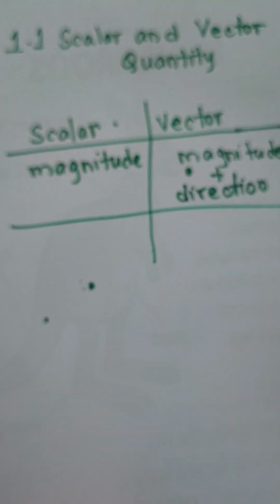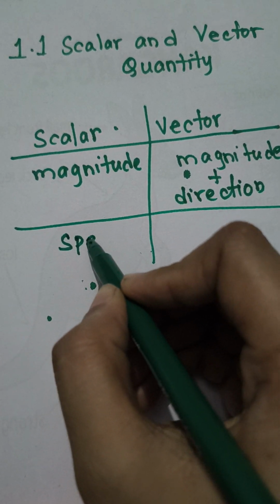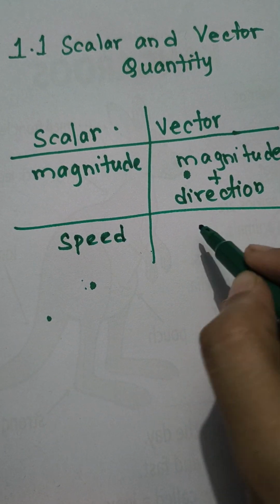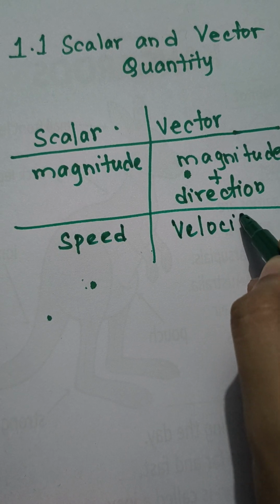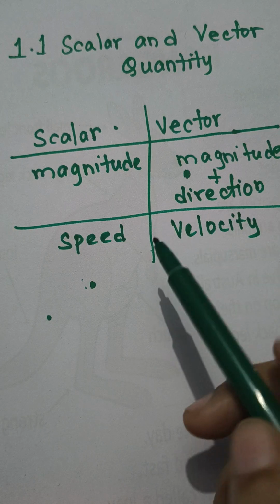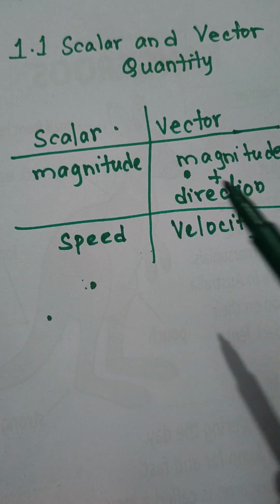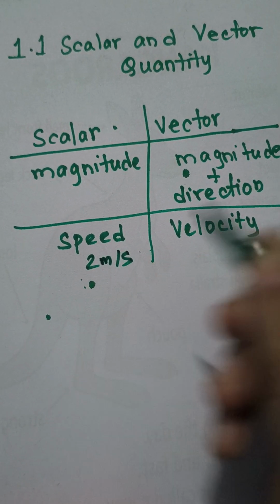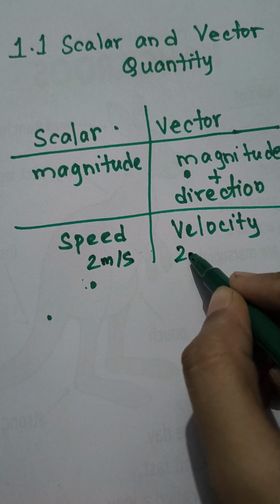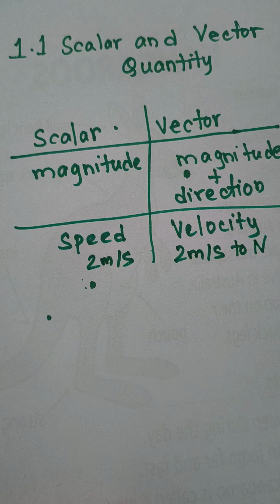If we talk about examples, if the scalar quantity is speed, the vector quantity will be velocity. You will learn more about speed and velocity, the graphs and the difference between them, in the next chapters of physics. But just remember, speed has only magnitude, but velocity will tell you the direction also. For example, speed is 2 meter per second, but velocity is 2 meter per second to the north.